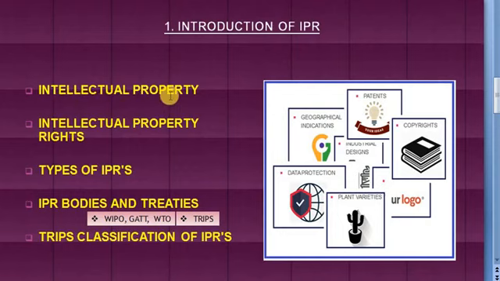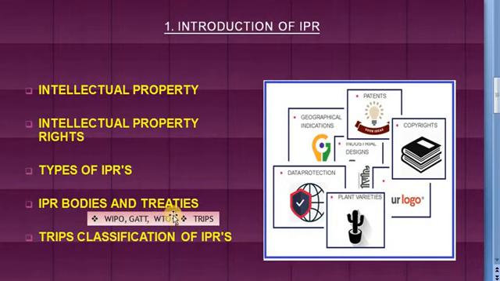So now let's study what are various international bodies and treaties for the protection of IPRs. There are many international organizations such as WIPO, GATT, WTO, and an international agreement which is called the TRIPS agreement. WIPO is the World Intellectual Property Organization. GATT is General Agreement on Tariffs and Trade, which was amended in 1994. And third is WTO, World Trade Organization.